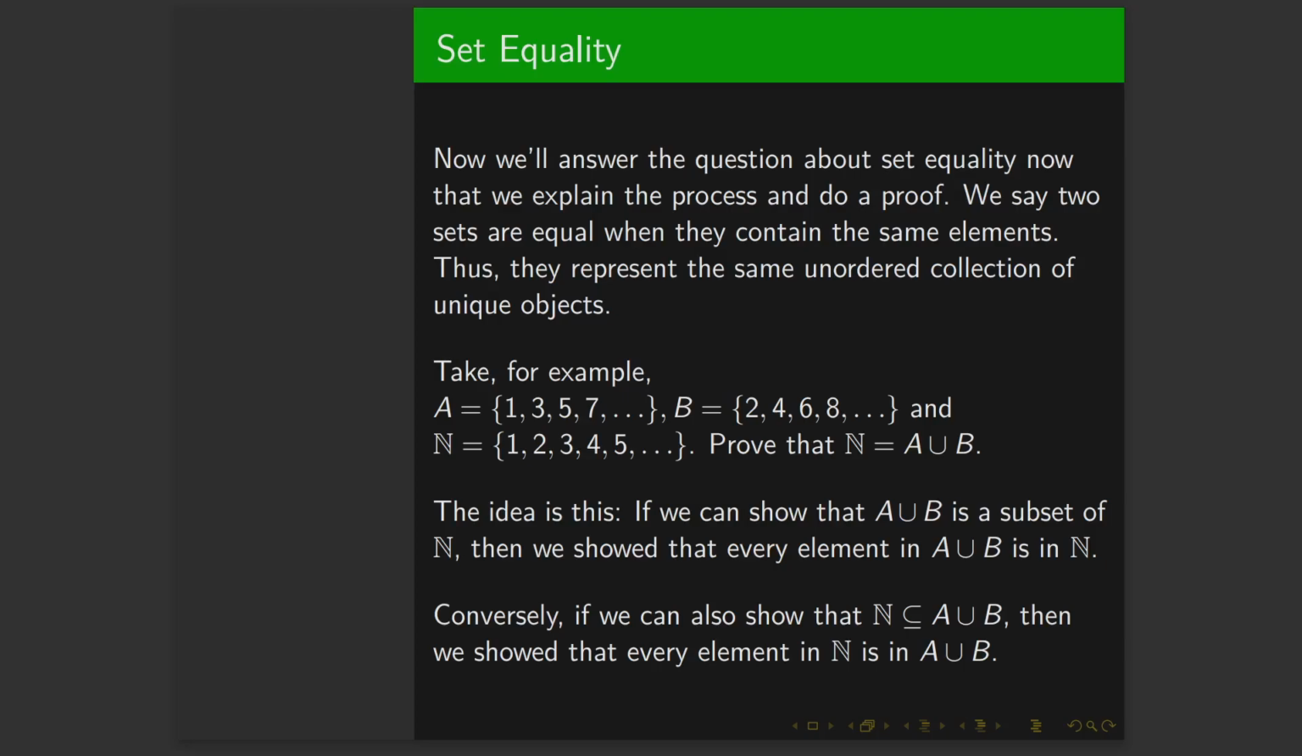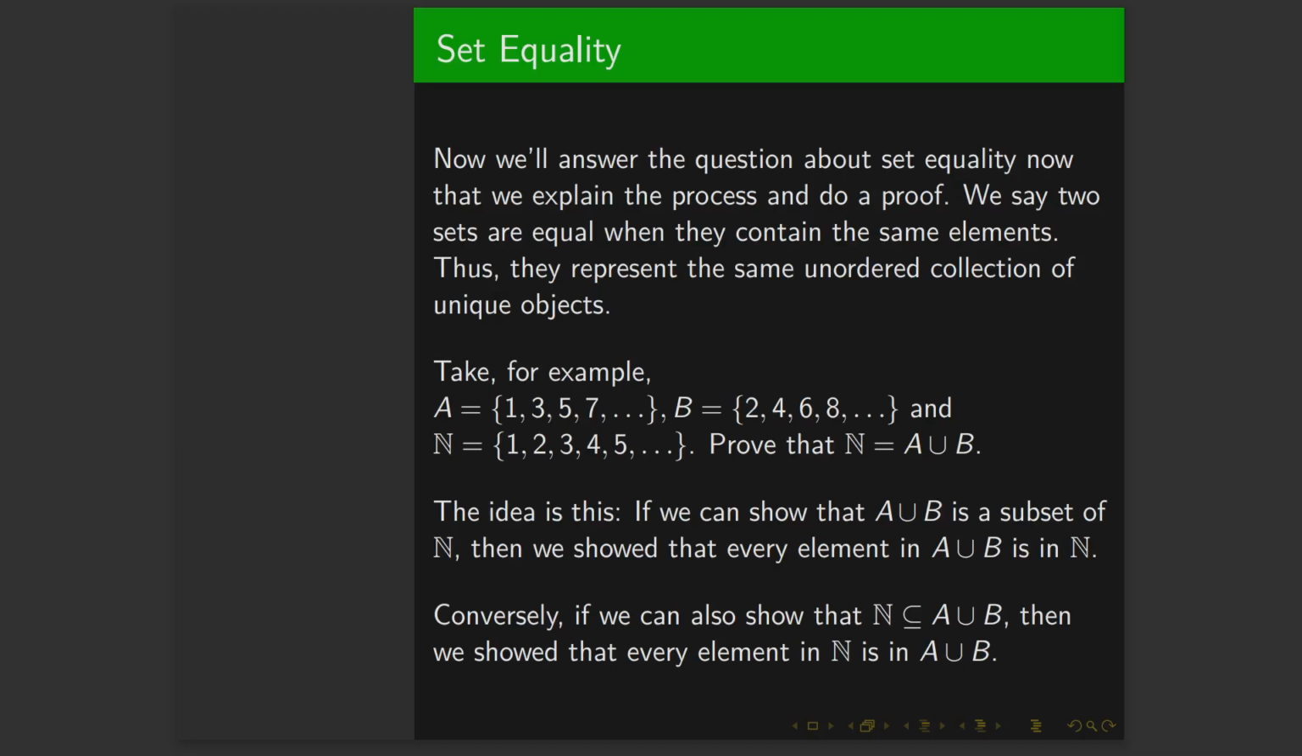Well, the idea is this. If we can show that A union B is a subset of N, by definition, every positive odd and even number is, well, a positive non-decimal number. And if we show that N is a subset of A union B, by definition, we have that every positive non-decimal number is either odd or even. Okay, so these are two different things. But when we combine them together, this shows that every element in N is also in A union B, and every element in A union B is also in N, so they're actually the same thing.